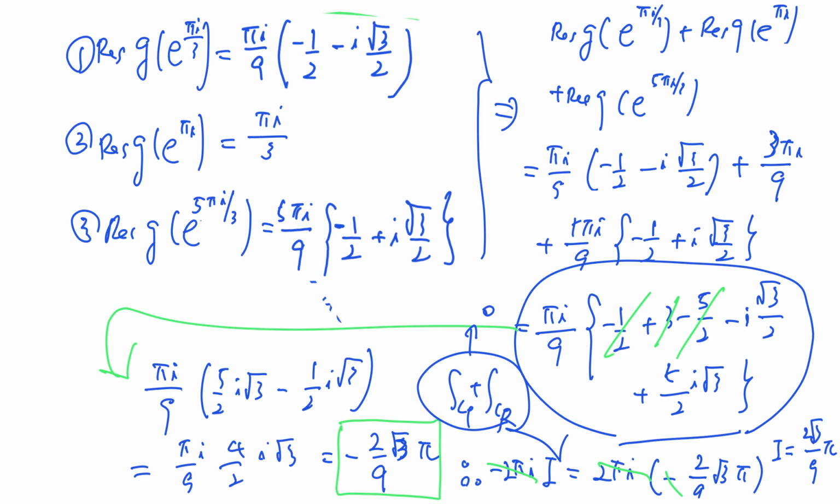Pi I, 2 pi I, minus, right? So the residue is this, minus 2, 4, root 3, pi I. So we still need to show that the other two integrals go to 0, but roughly this is minus 2 root 3, right?